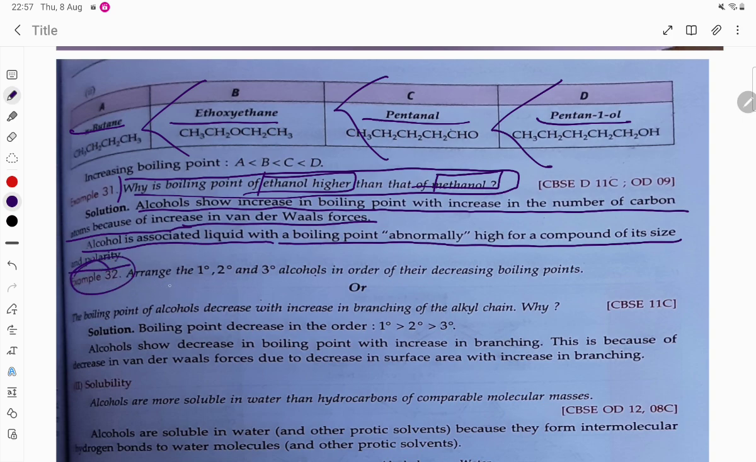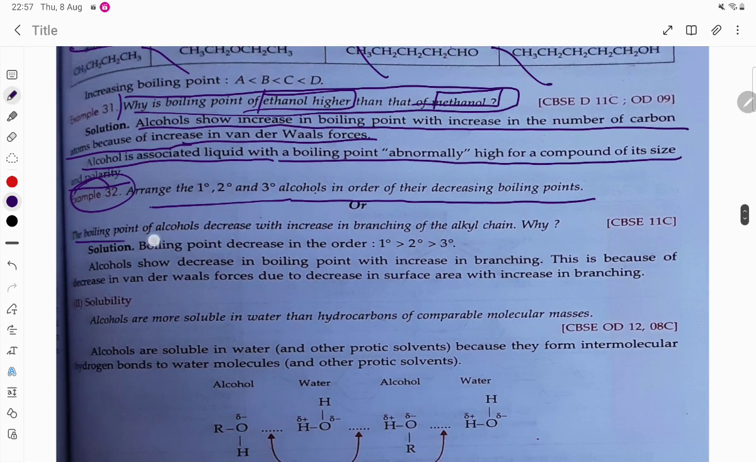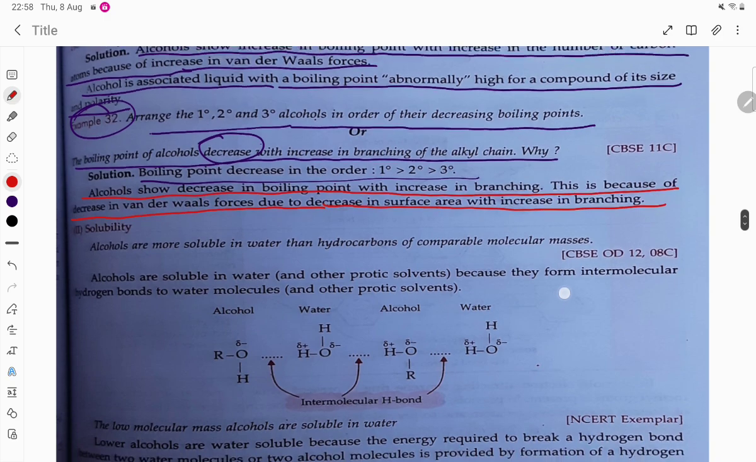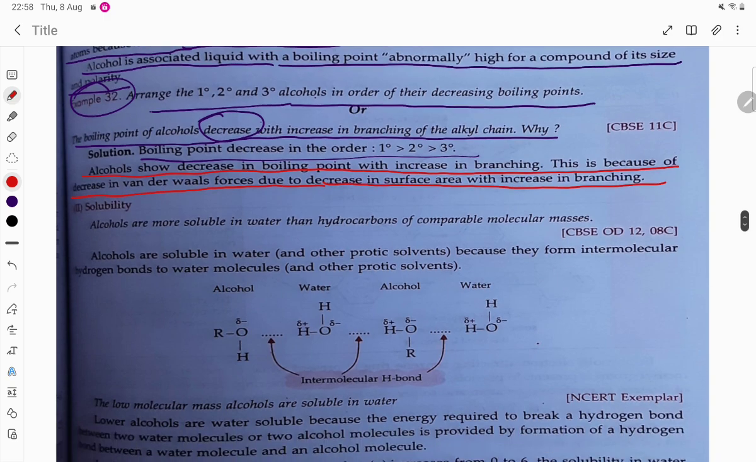Example: arrange 1 degree, 2 degree, 3 degree alcohols in the order of their increasing boiling point. The boiling point of alcohol decreases with increase in branching of the alkyl chain. So what is the reason? Boiling point decreases with increase in branching. This is because of the decrease in van der Waals force due to the decrease in surface area with increase in branching. So this is the answer, student.